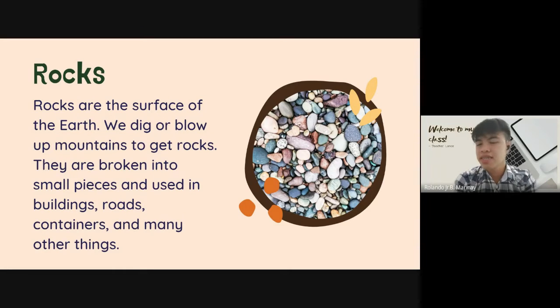It is used in making buildings, right? In building houses, in building roads, in making containers, and other things. That is what rocks are used for.